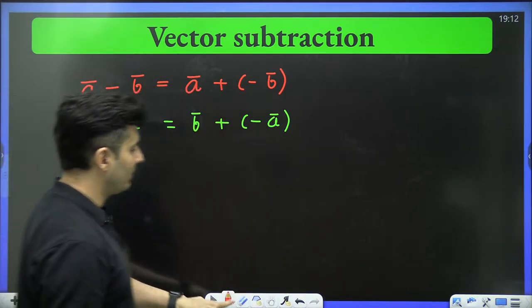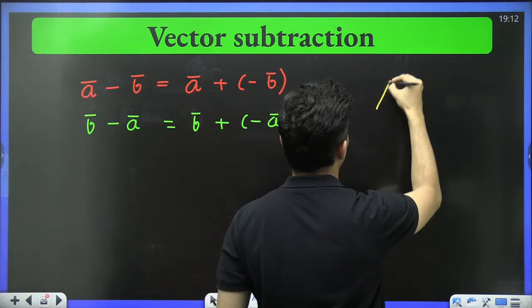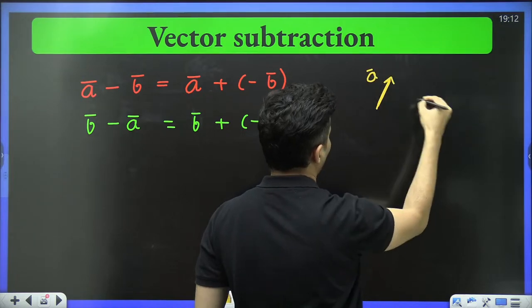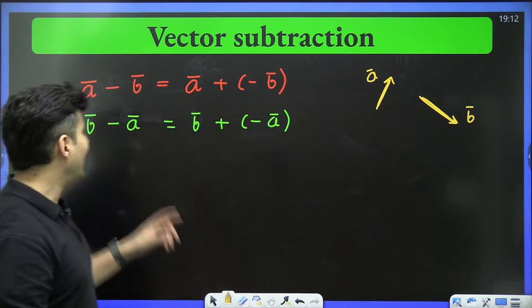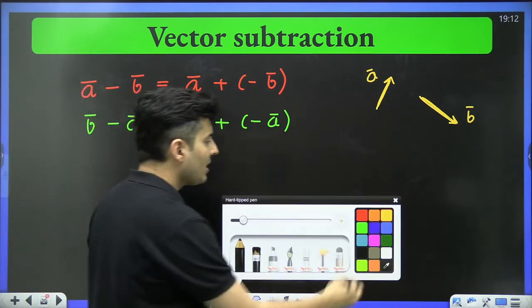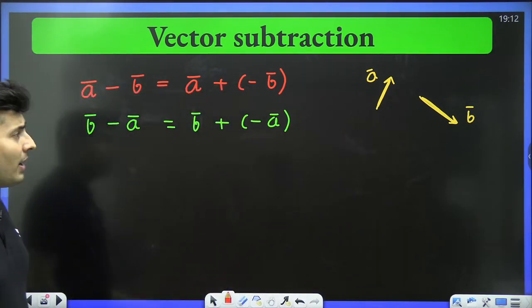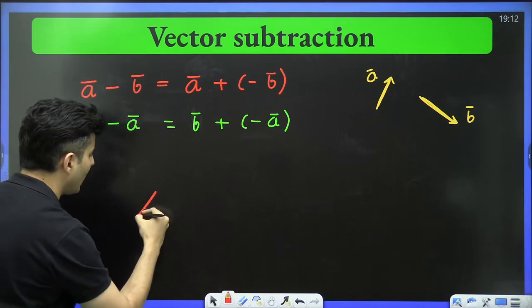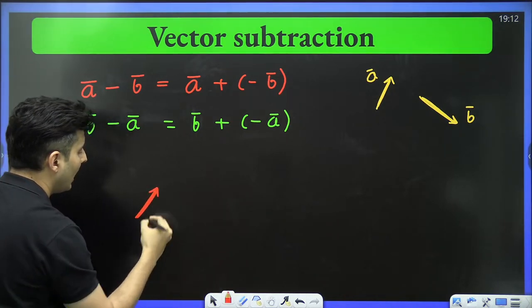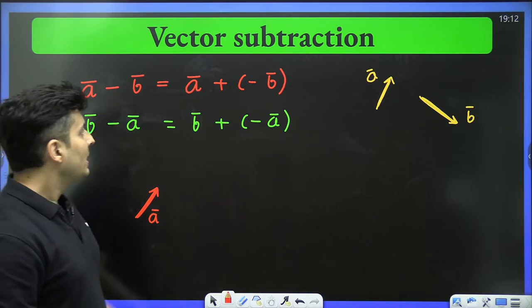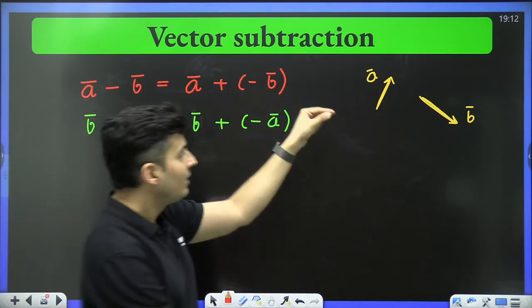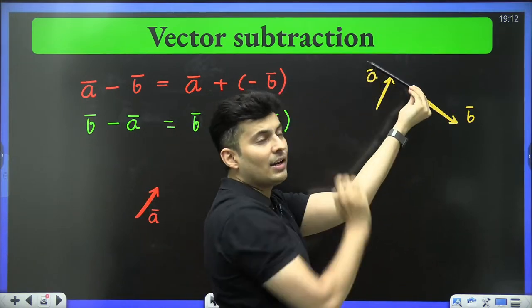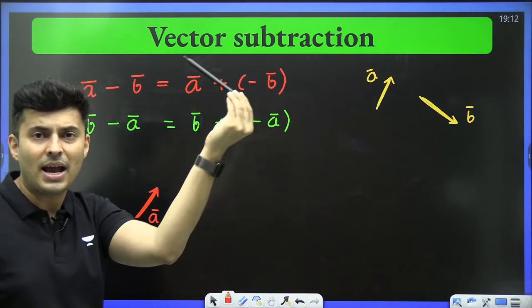If I have two vectors, let's say one vector is here like this, and another vector is here like this, and I want to subtract them, A bar minus B bar. I know A bar is over here, B bar is like this. How will negative B bar be? Negative B bar will be exactly opposite but of the same magnitude.